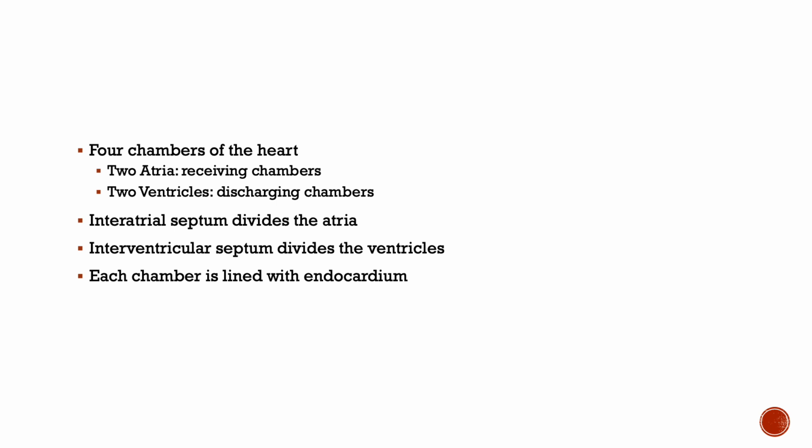So the heart is divided into four chambers. Two of these chambers are the receiving chambers known as the atria, and the other two chambers are the ventricles, which are the blood discharging chambers. The heart is divided longitudinally by a septum, referred to as the interatrial septum, where it divides the atria. Meanwhile, the interventricular septum divides the ventricles.